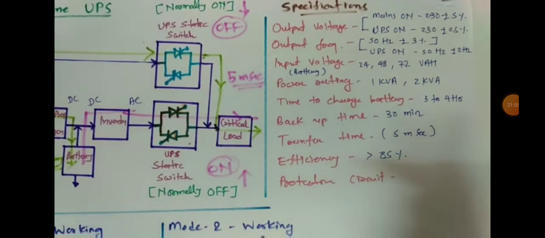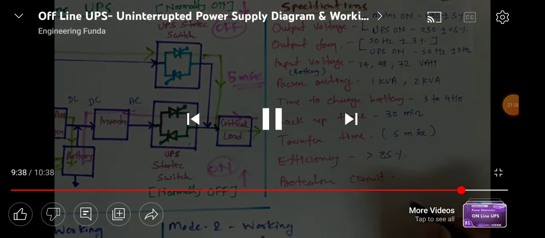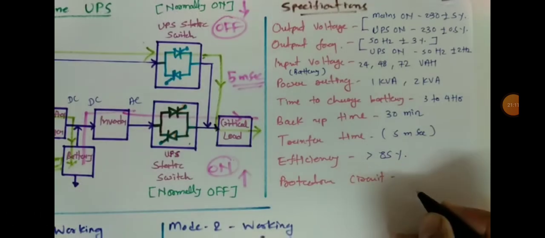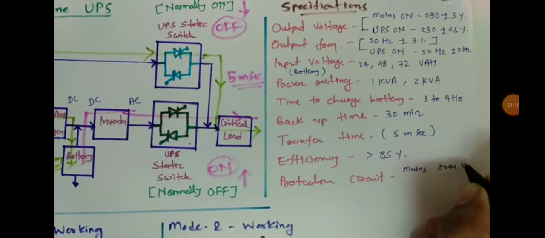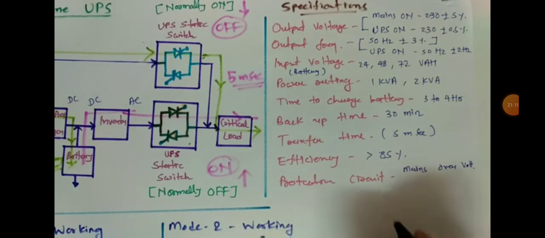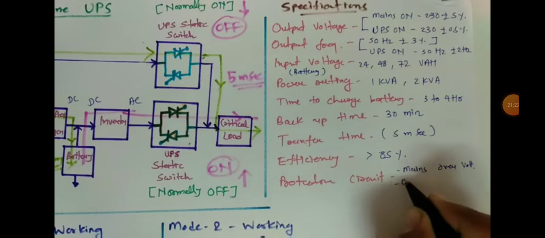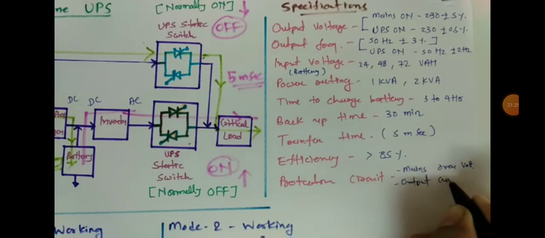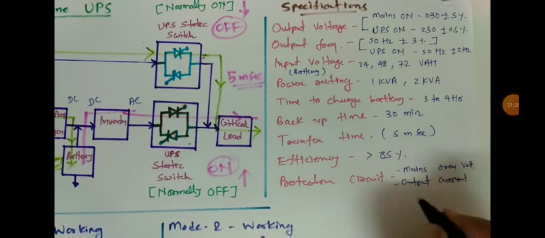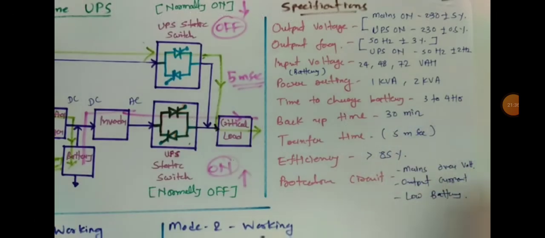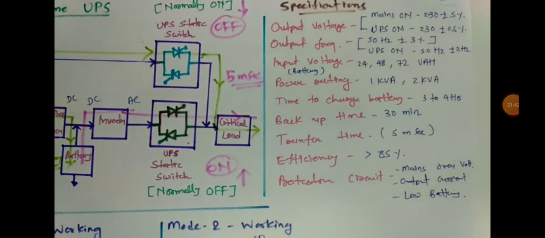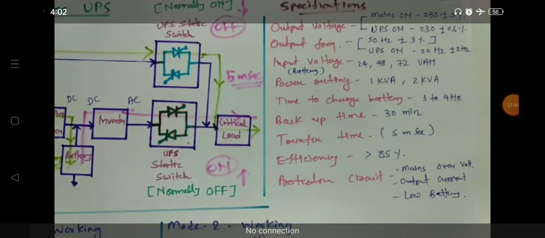Protection circuits that are required: mains over voltage protection, output current protection, and low battery protection. Why low battery protection? The reason is it only provides 30-minute backup. So it requires a low battery protection circuit with this offline UPS.